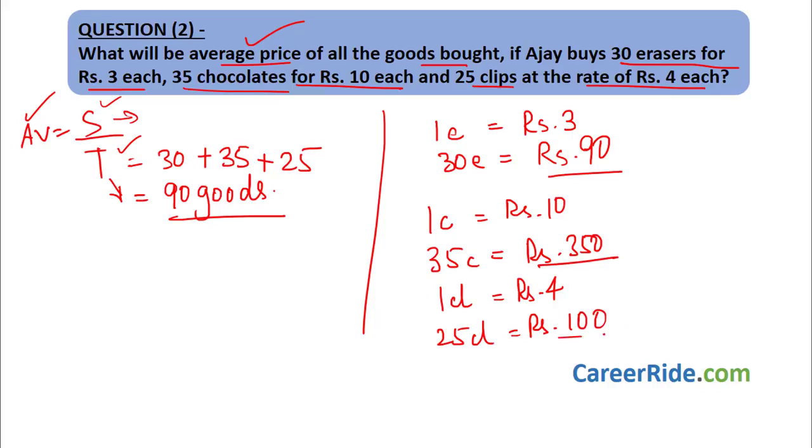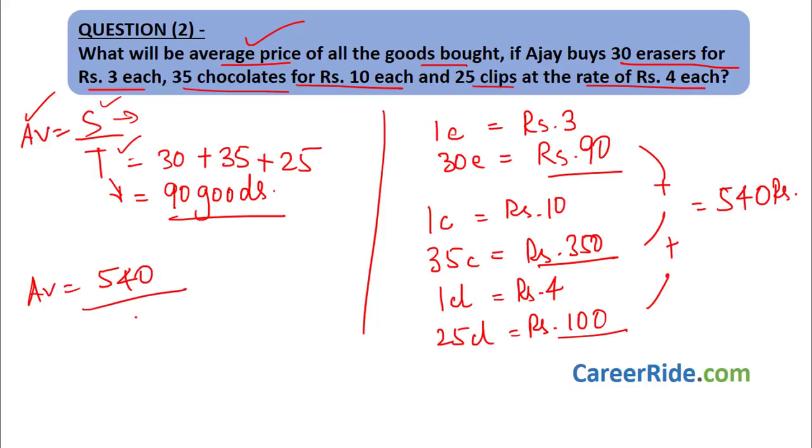So how much is the total amount spent by Ajay? How much did Ajay spend? What is the sum of the amount which Ajay spent? 90 plus 350, right? Plus 100, that is 350 plus 100 is 450 plus 90 is 540 rupees. So what would be the average? Sum divided by total, right? That gives us 6 rupees. So the average price of all the goods bought is 6 rupees.